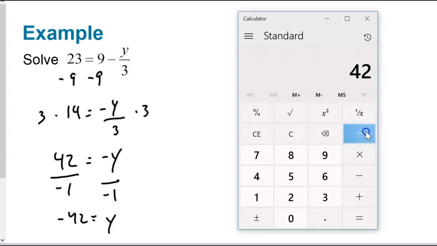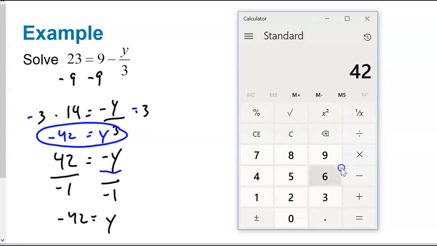You could have also done that up here, like I said. If you would have made this multiplying by negative 3, then you would end up with negative 42, and multiplying a negative times a negative would have given you a positive y. So that's the way you will probably do it when you see it. I just wanted to make sure that you recognize what to do if you left it with a negative on the y. So, okay.